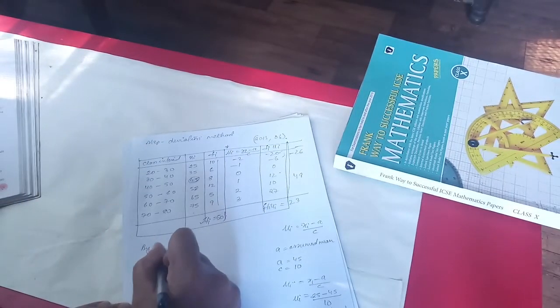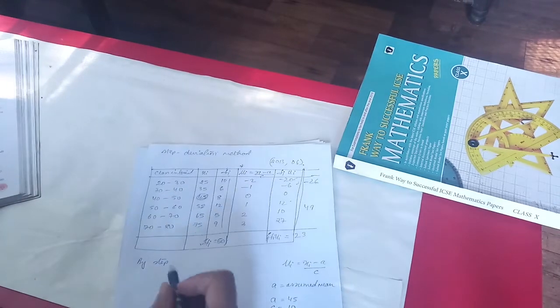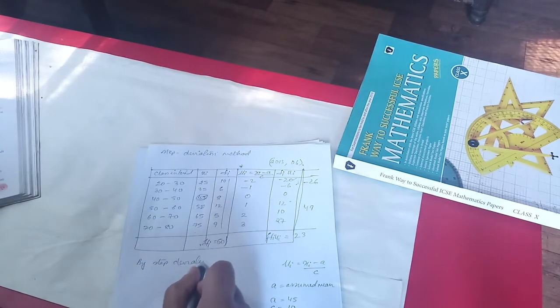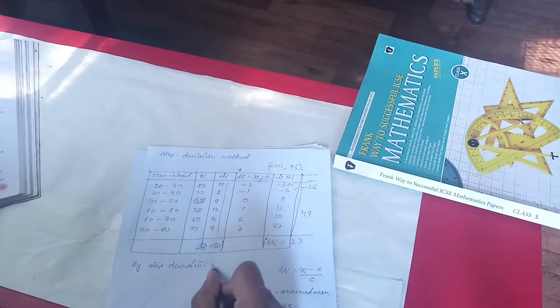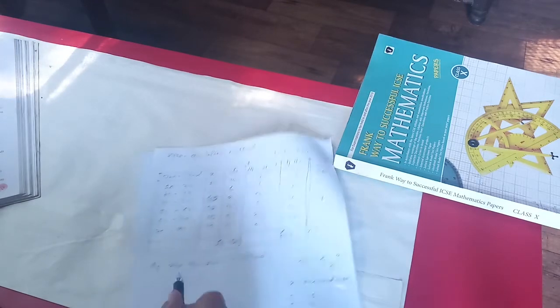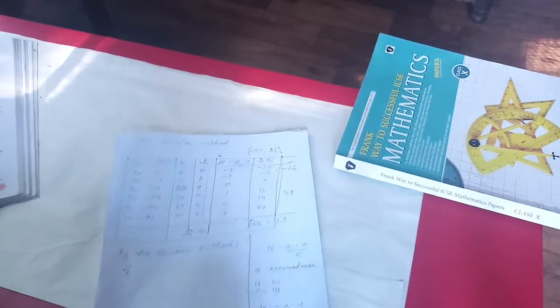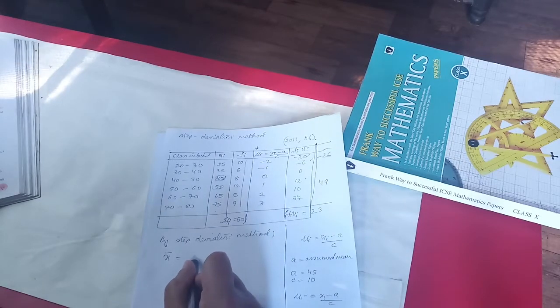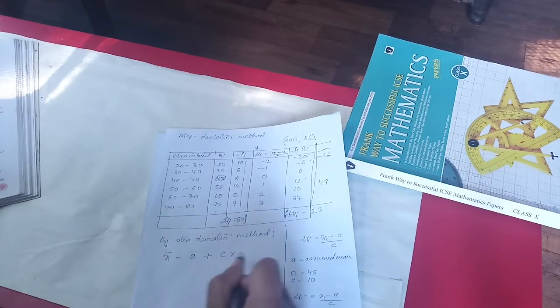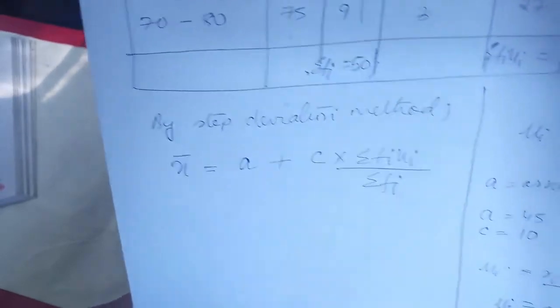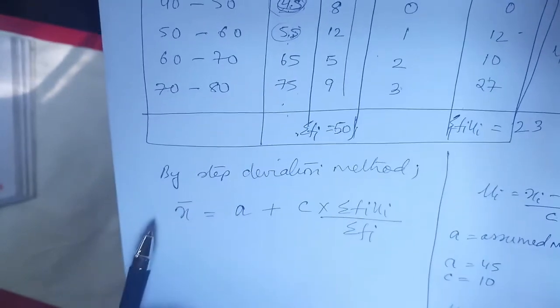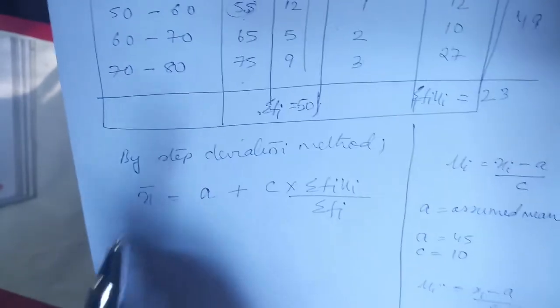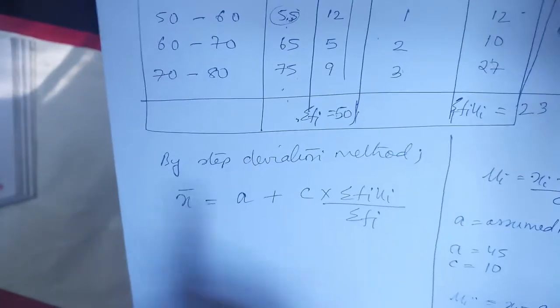So by step deviation method, let us write down the formula. What is the formula by the step deviation method? We have just learned the direct formula. So the step deviation method is a plus c into summation fi ui divided by summation fi. Now see this formula properly. We are finding mean, but using which method? Step deviation method.